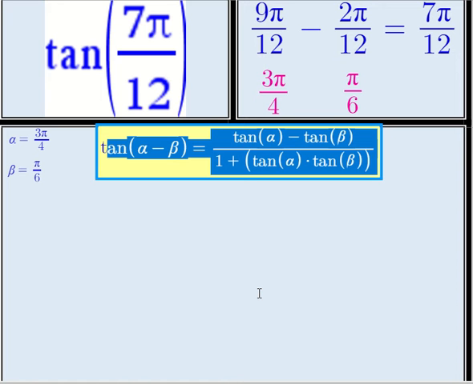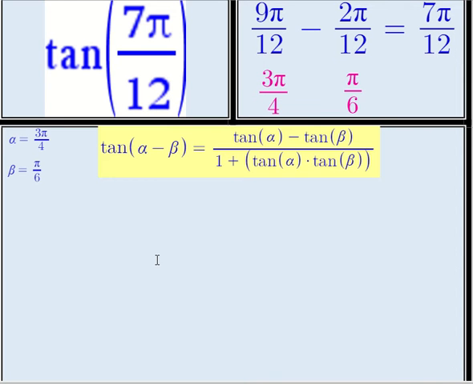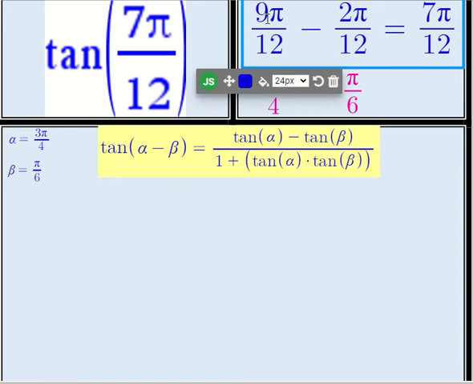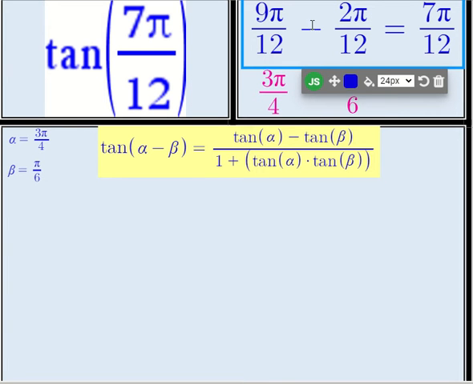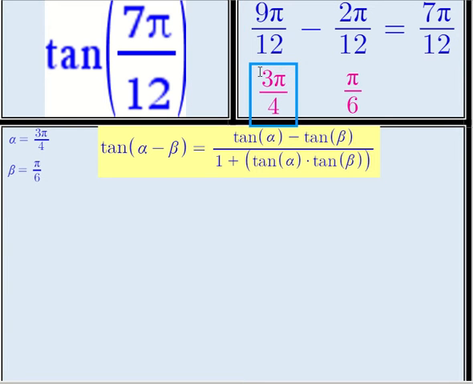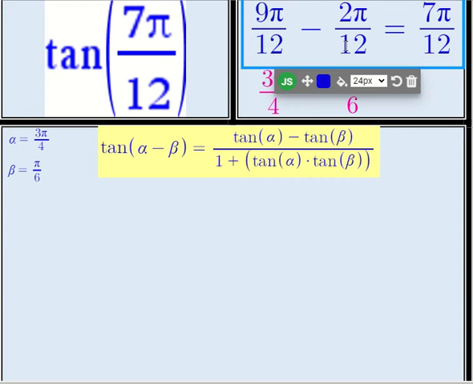So I want to use a subtraction formula to determine the value of 7 pi over 12. So I need two fractions that when I subtract them, I get 7 pi over 12. So what I chose was 9 minus 2, because 9 minus 2 is 7. So 9 pi over 12 minus 2 pi over 12 is 7 pi over 12.